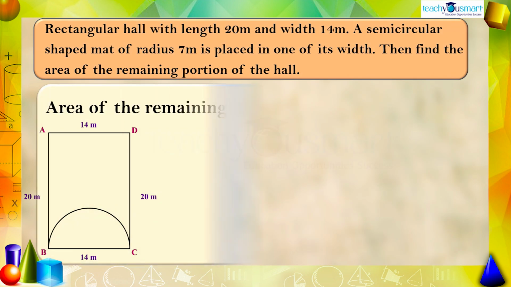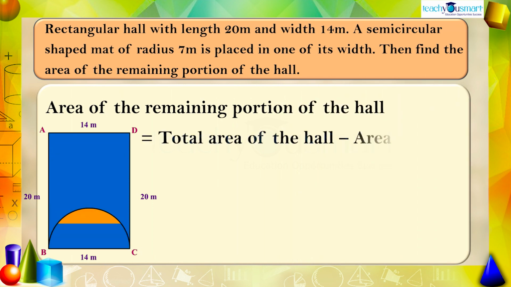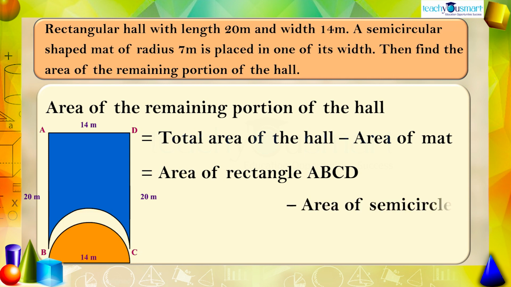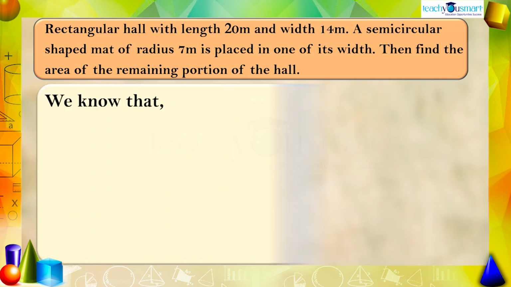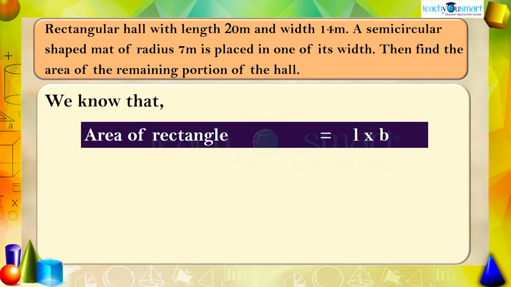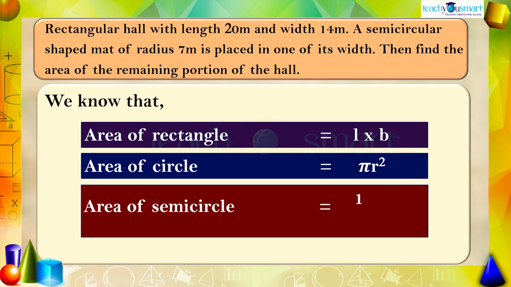Yes, to get the area of the remaining portion of the hall, we subtract the area of the mat from the total area of the hall. That is, the area of rectangle ABCD minus the area of a semicircle. We know that the area of a rectangle with length L and breadth B is LB, and the area of a circle of radius r is pi r square. So the area of a semicircle is half pi r square.